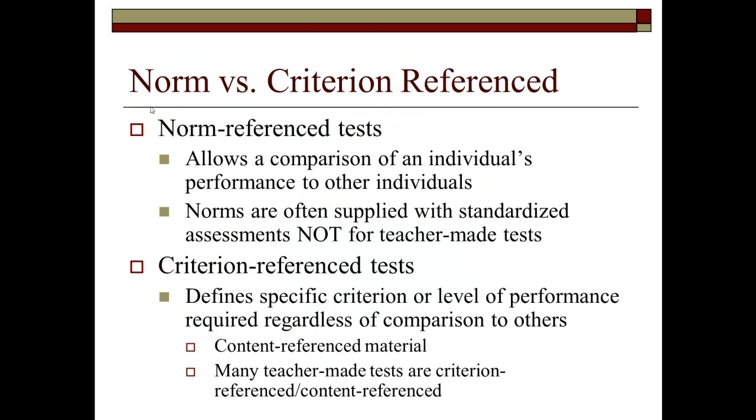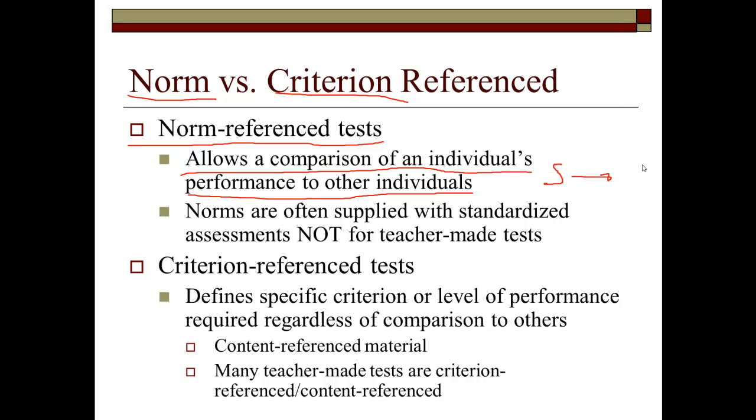Now, here are some terms that are fairly new to you: norm versus criterion reference tests. All right. A norm reference test allows a comparison of an individual's performance to other individuals. So you're able to measure student to student, how student A compares to student B, and C and D and so forth. So we can compare students to students to see how well they've done.